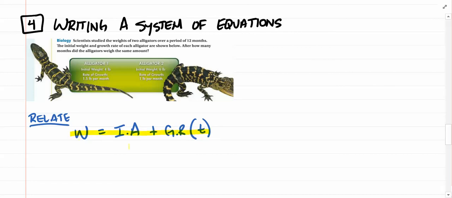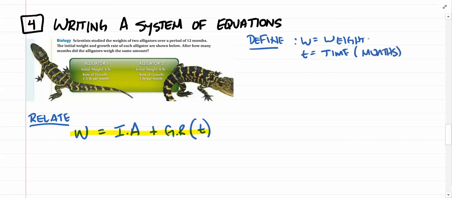The weight of the alligator has to be however much it started off as being born with, plus the growth rate times every single month that we have. That's the first thing we want to do. The next thing you want to do is define some variables. I kind of already did that first to begin with, right? So we're going to say let W equal the weight of the alligator, and we're going to let T equal time. The time here is in months, and the weight of the alligator is measured in pounds. So we want to make sure we have that.